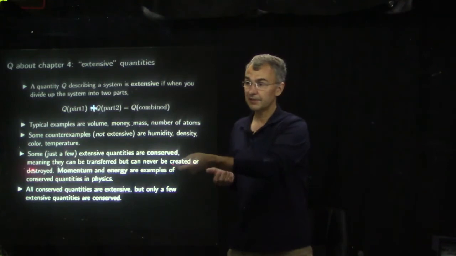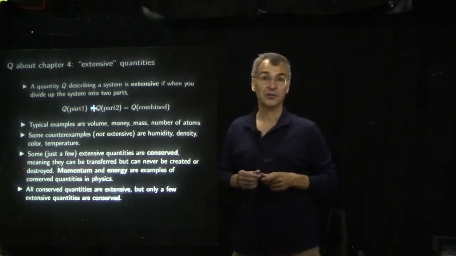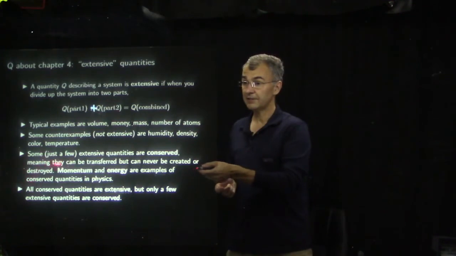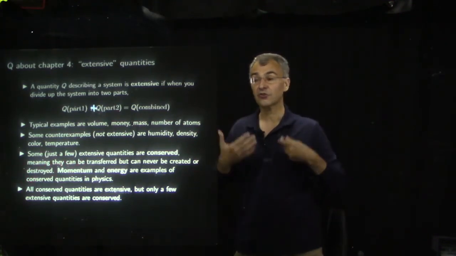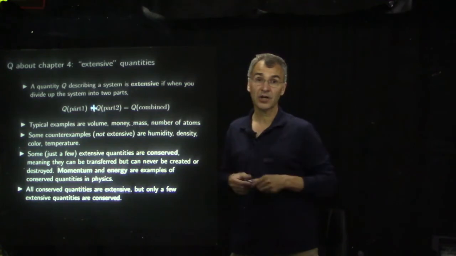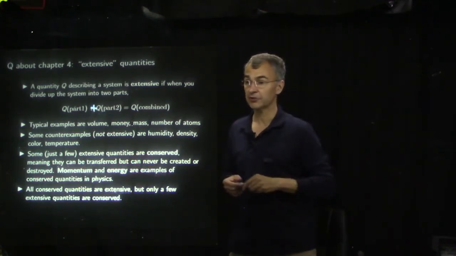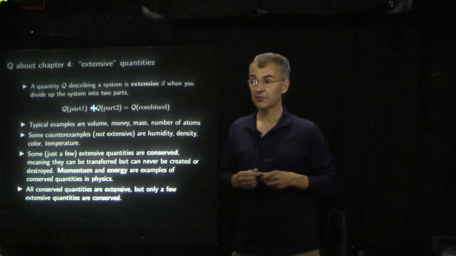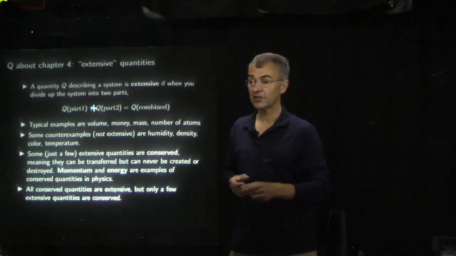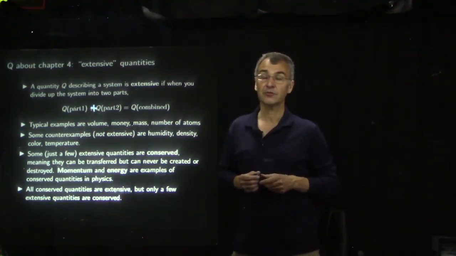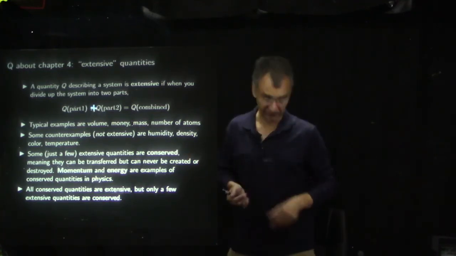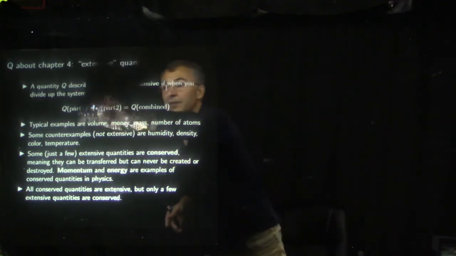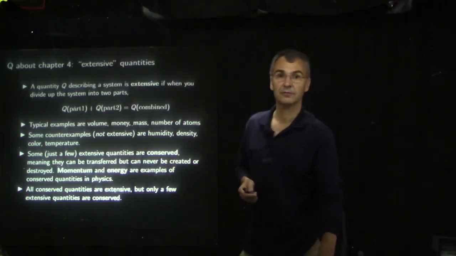So some extensive quantities are conserved, only a few. A quantity which is conserved can be transferred from one object to another, but it can never be created or destroyed. Momentum, and then in chapter 5, energy, are examples of conserved quantities in physics. All conserved quantities are extensive, but only a few extensive quantities are conserved. And again, if this point really confuses you, just don't worry about it, but it is something that people tend to ask about, so I want to go through it a little bit.